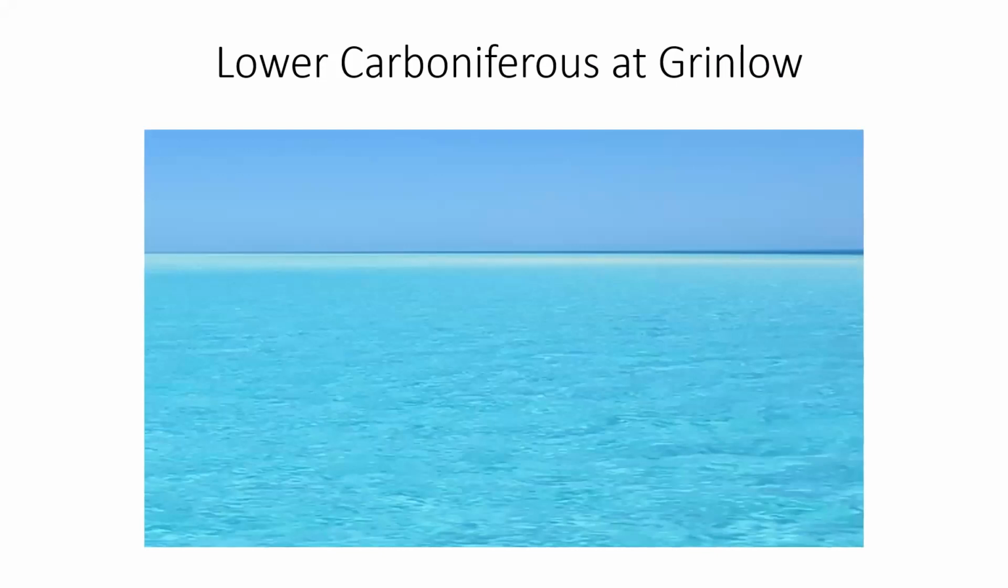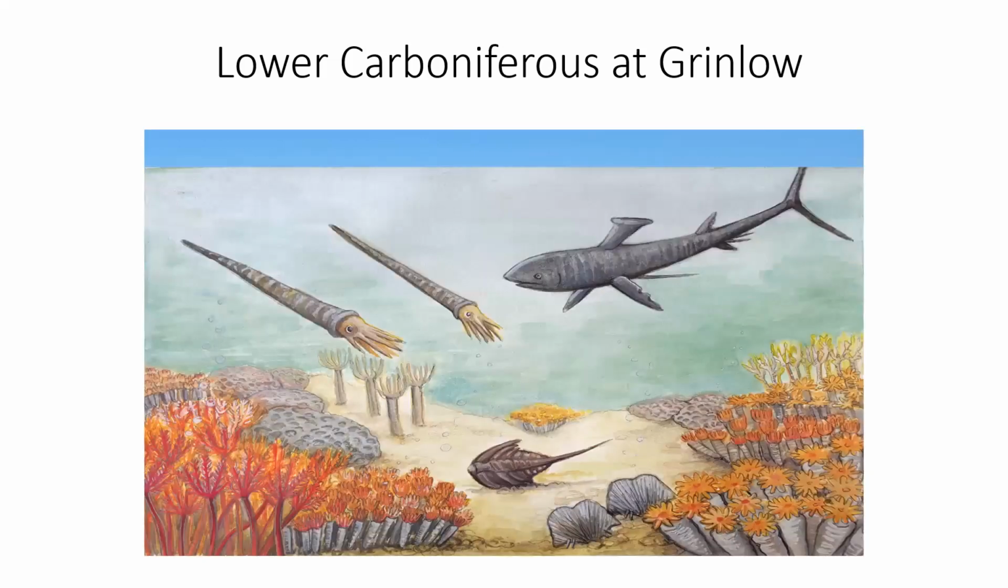A lovely clear blue sea, probably 25 to 30 degrees centigrade. No land to be seen, but beneath the surface, an enormous amount of life. There will be sharks, early sharks swimming around, orthocones, and on the seafloor, lots of corals, lots of crinoids, a few trilobites, and a few shell creatures, brachiopods, full of life in this clear blue sea.